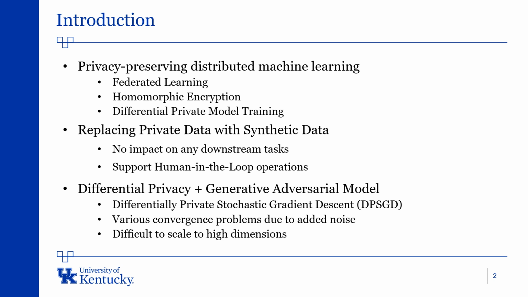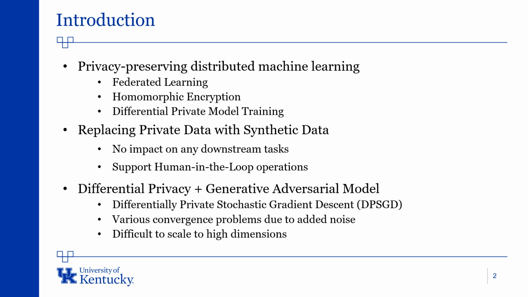Introduction. Privacy preserving distributed machine learning allows collaborative learning while protecting sensitive data. The methods commonly used are federated learning, homomorphic encryption, and differentially private model training. Synthetic data can be used in place of real data without any impact on downstream learning tasks. Synthetic data allows human in the loop operations such as expert labeling.